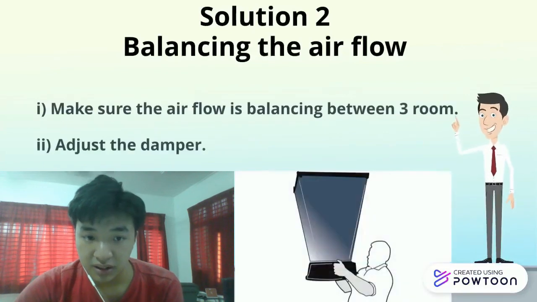I'm going to explain solution number 2, which is that the airflow is not enough in room 1. To solve this problem, we have to make sure the airflow is balanced between the rooms. We can adjust the damper to let the airflow in room 1 be the same as the other rooms. When the airflow is the same in all the rooms, it can keep all the rooms at the same temperature.